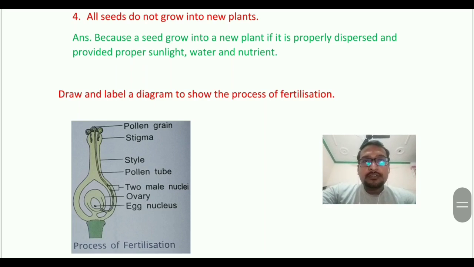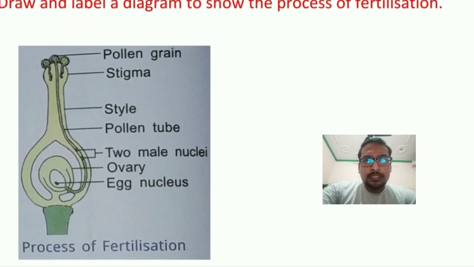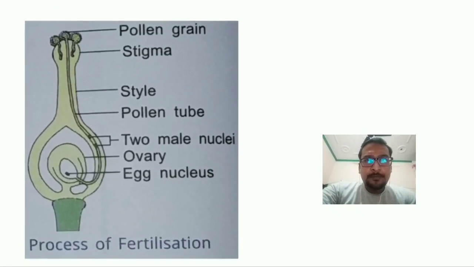Then you have draw and label a diagram to show the process of fertilization, which is given in your book. This diagram you will draw and label it and learn it.